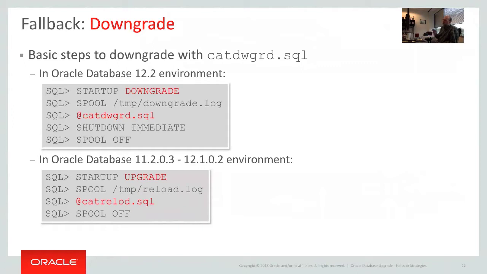The other thing to note about the downgrade and reload scripts is that they are not parallel. Unlike the database upgrade scripts, these are still single-threaded SQL scripts for downgrade and reload. So if your parallel upgrade had saved you 20, 30, 40% on upgrade performance, you may see that the downgrade will take a bit longer than your original upgrade.